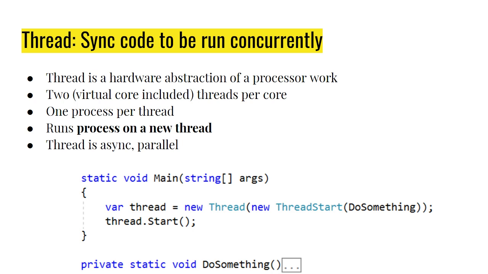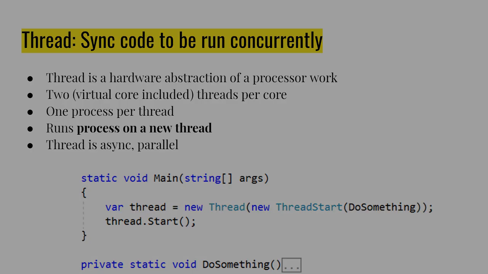And if we start a new thread while our program is still running, that means we're running two processes now. They both run independently, asynchronously, and in parallel. Two processes at the same time. So parallel means at the same time. Async means they are not blocking. Parallel means at the same time.